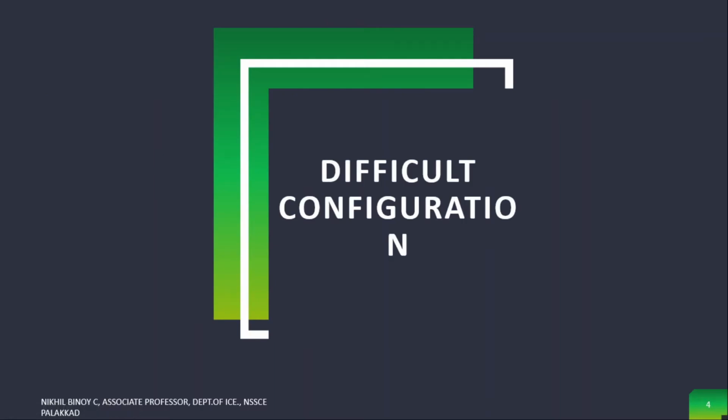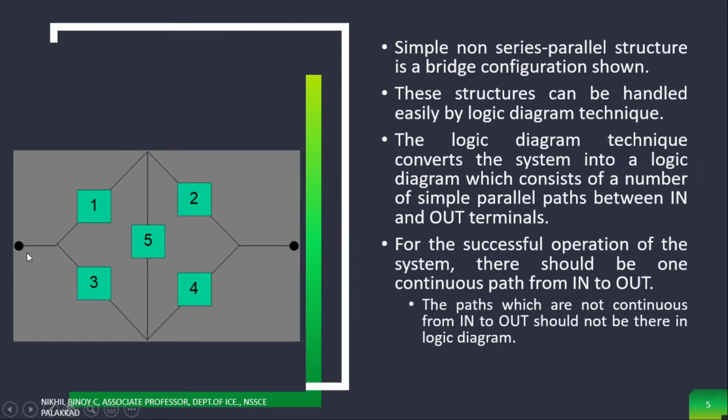Okay, so today we are going to discuss difficult configuration of reliability block diagram. A simple example for difficult configuration is this one. So this one is a reliability block diagram with a difficult configuration. So first note down this diagram. This is a difficult configuration because there is no direct method to solve this problem.